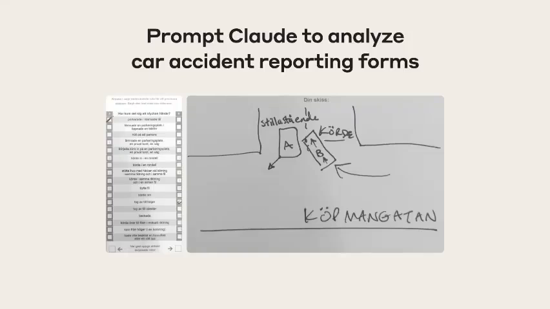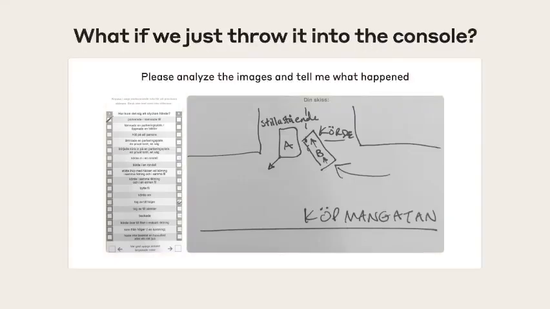And then finally we have a sort of human-drawn sketch of how the accident took place as well. So these two pieces of information are what we're going to try to pass on to Claude. And to begin with, we could just take these two and throw them into the console and just see what happens. So if we transition over to the console, we can actually do this in a real manner.